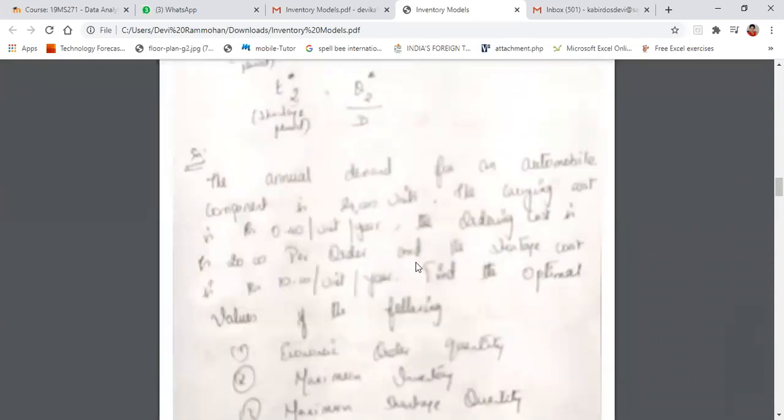The annual demand for an automobile component is 24,000 units. The carrying cost is 0.40 per unit per year.